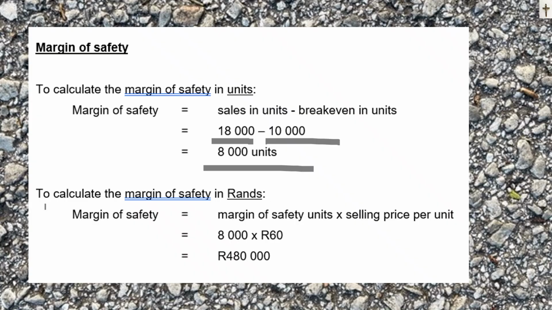Now if you wanted that in a Rand value, to calculate the margin of safety in Rands, we just take the number of units multiplied by the price of each file. So the margin of safety in rands is 480,000. So there's how to calculate the margin of safety.